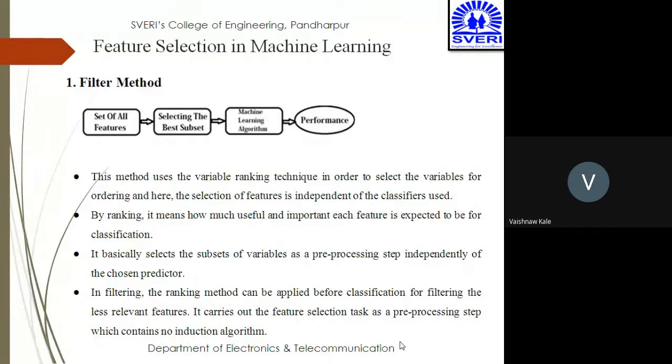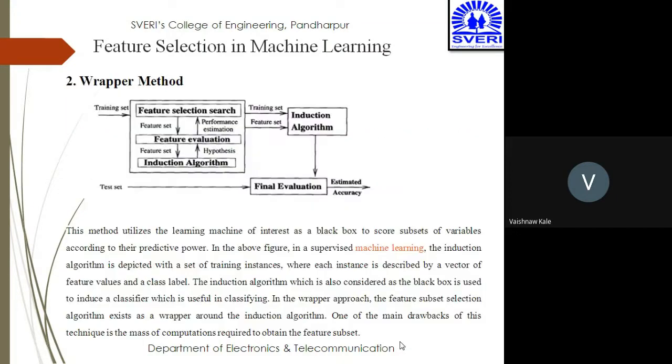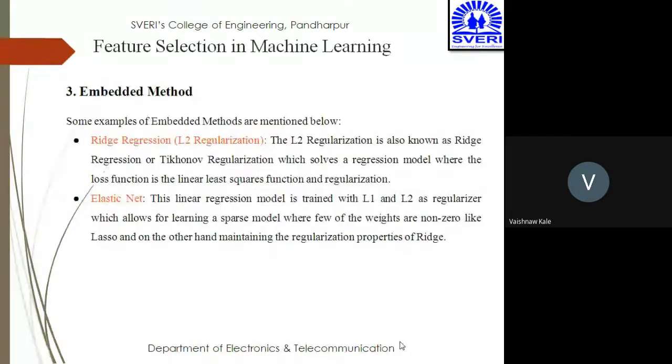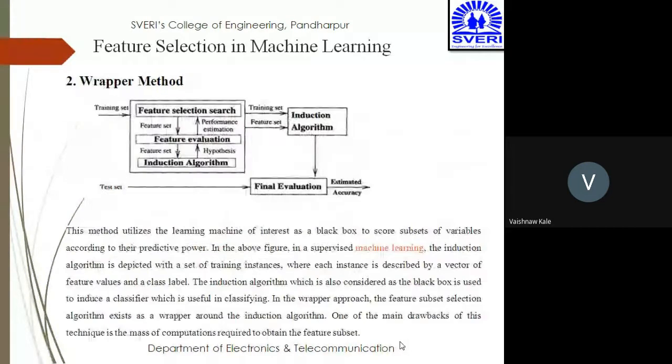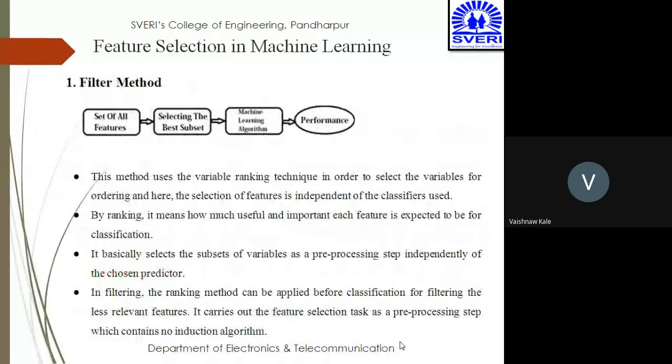for feature selection? There are 3 types of feature selection techniques in machine learning. One is the filter method, the second one is the wrapper method, and the third one is the embedded method. We are going to see these methods as far as the feature selection technique is concerned. So let us start with the filter method.